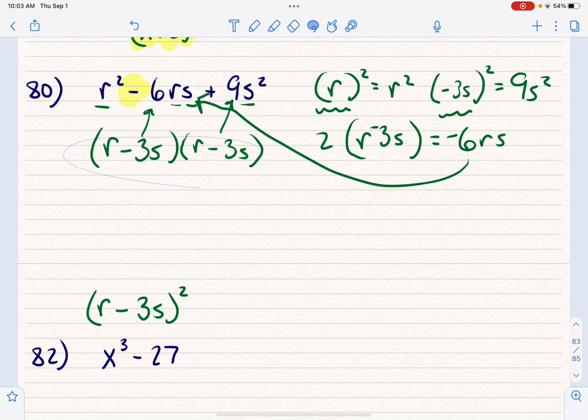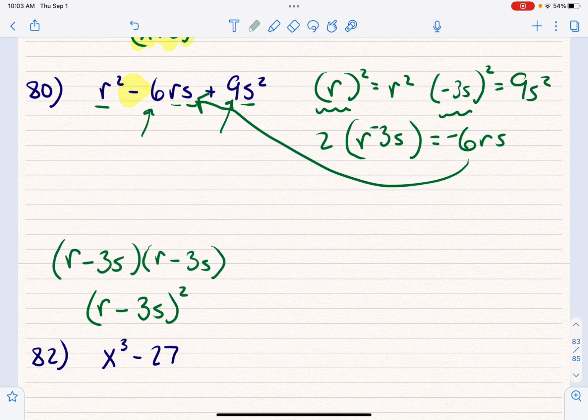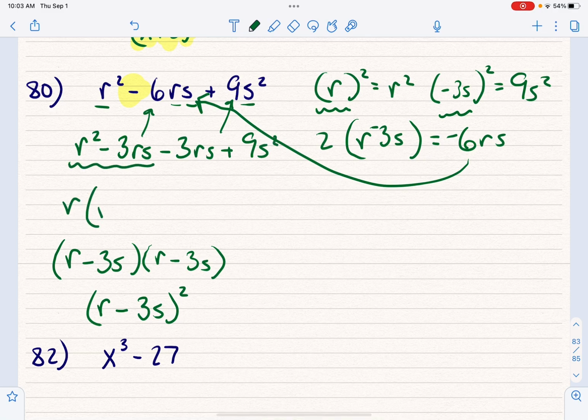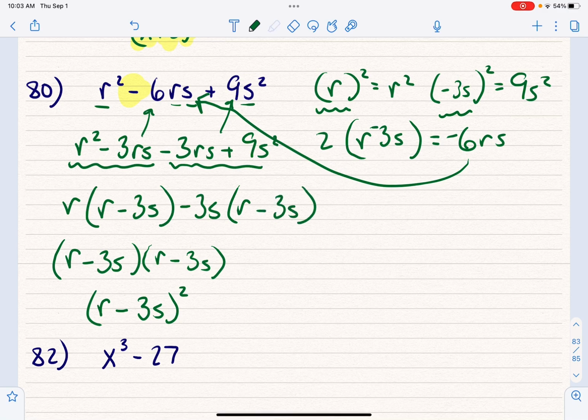And maybe you said, well, no, yeah, but I factored by grouping. Okay, so then you said r squared minus 3rs minus 3rs plus 9s squared. What can I factor out of these two? I can factor out an r, which leaves me with r minus 3s. What can I factor out of these two? A negative 3, which leaves me with negative 3s, which leaves me with r minus 3s. And then there you go.